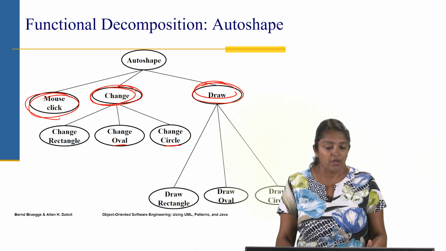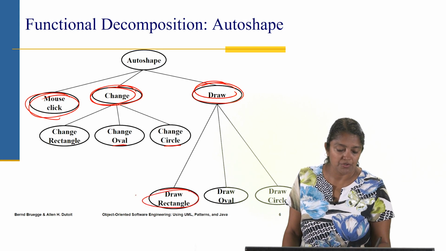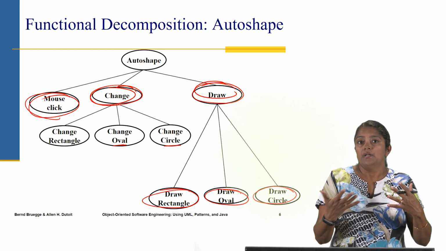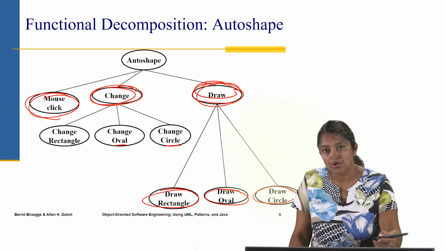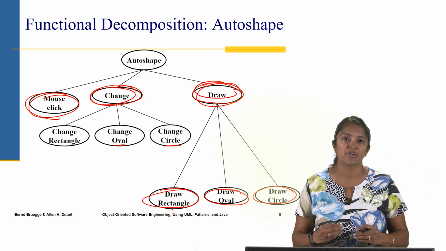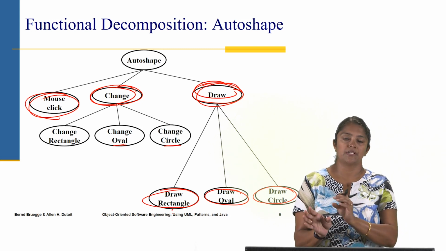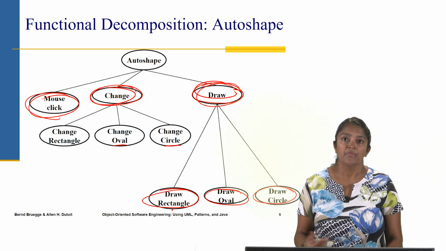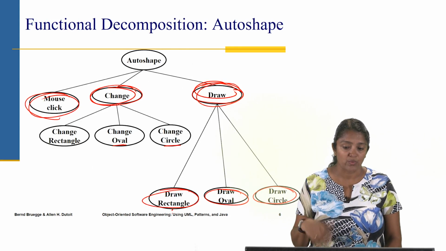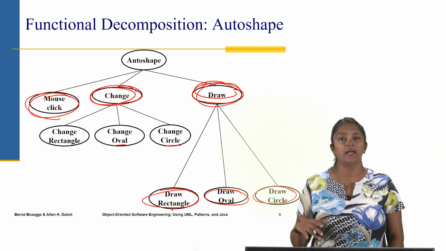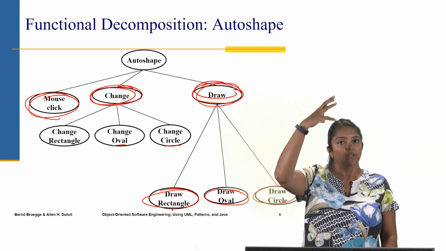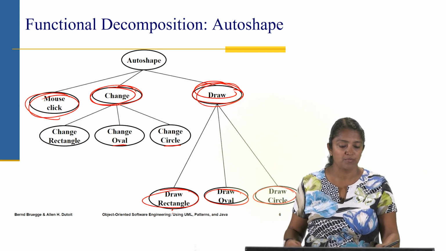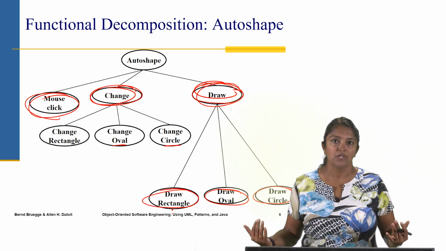Similarly for draw, it can be further broken down into draw rectangle, draw oval, or draw circle, because the overall ability is to draw, but in order to draw a rectangle, we need specialized code with, say, the width and the height of the rectangle, and draw it appropriately. Similarly for mouse click as well. So the idea is, again, to start out at that high level single function, break it down into smaller functions, further break it down into smaller functions, and keep doing that till we get to the smallest possible function.